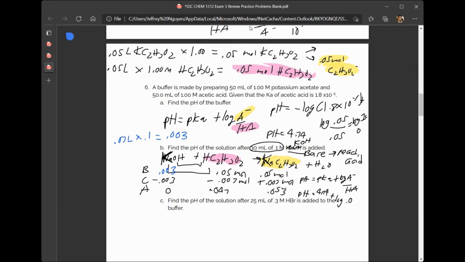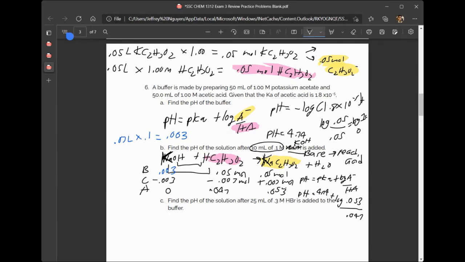So we have A minus, the conjugate base, is going to be the 5.3 because it has one less proton than the weak acid, which is HC2H3O2. And then we plug that number into our calculator. Okay. So we'll post the key later.